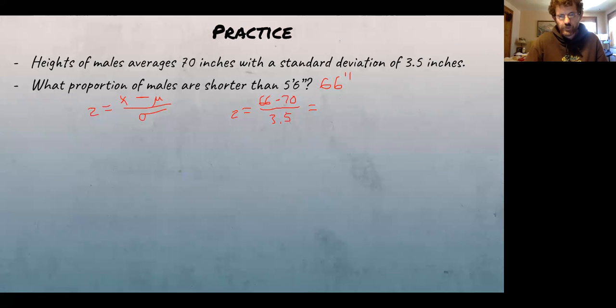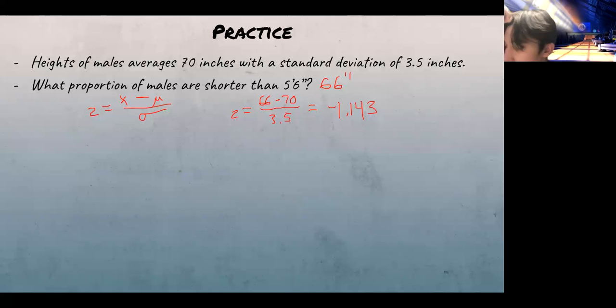All right, hopefully everyone's found it. Anyone get something besides negative 1.14? Might even go further, 1.143. I hope not, or maybe I made a mistake. All right, so now we've got the z-score. Okay, so what's the last step? What else do I need to do?